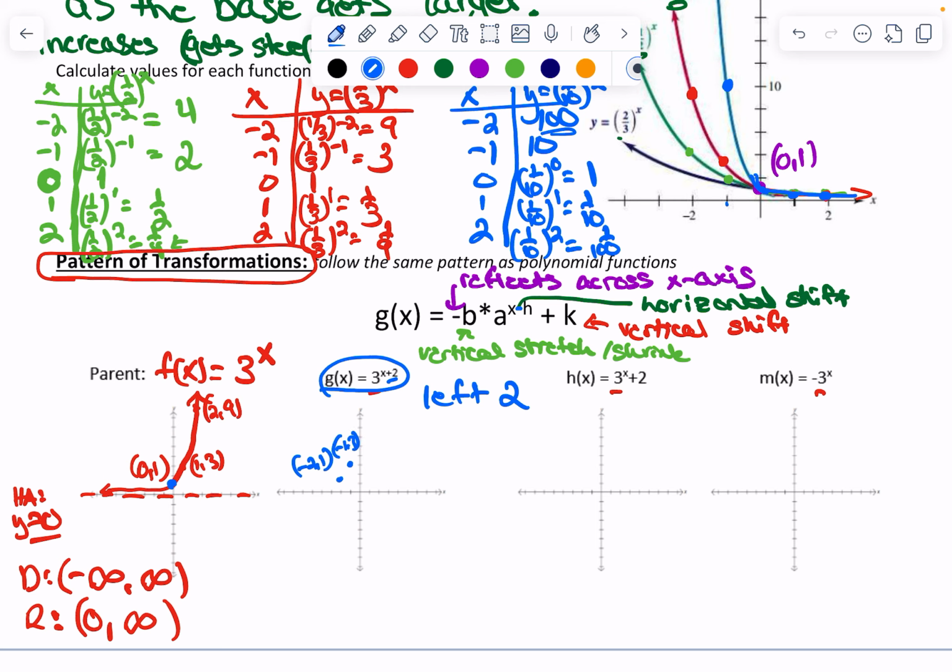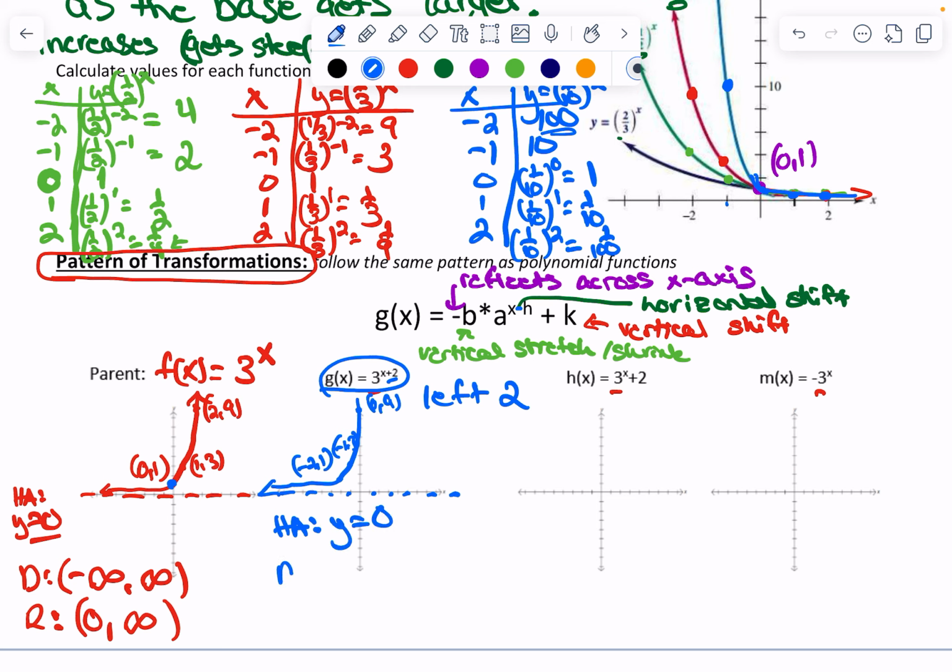And then 2 and 9 is going to be 0 and 9. And now we can graph the whole thing right here. Our horizontal asymptote is still the same. That did not change.